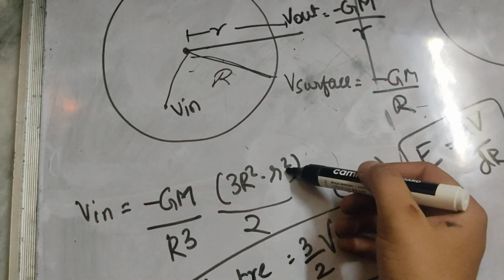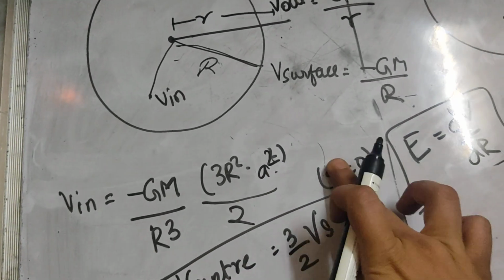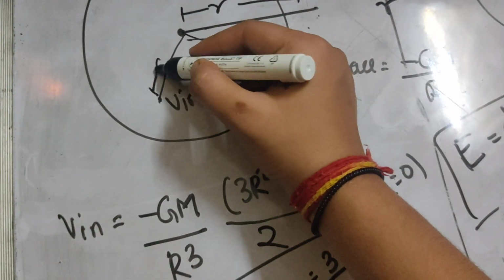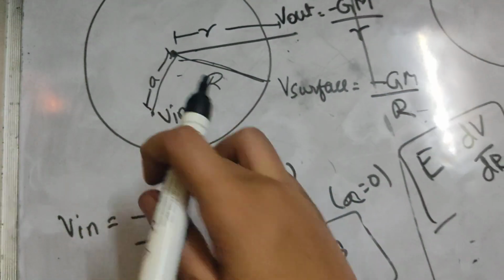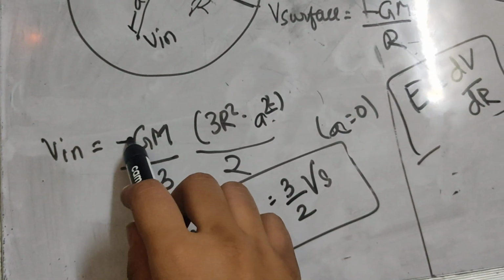Well, now what is this R square? Again I will change this letter with A, so no confusion. A is equal to 0. It means at what distance A you are considering from the center, inside point. So that distance. And always don't forget to put the negative sign.